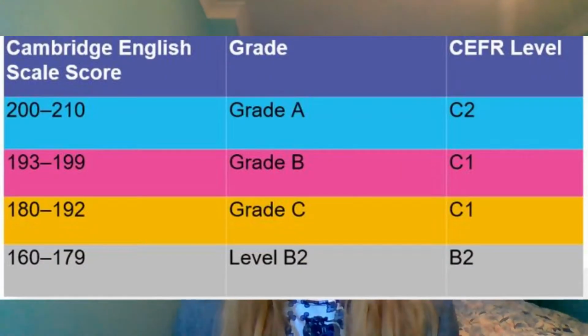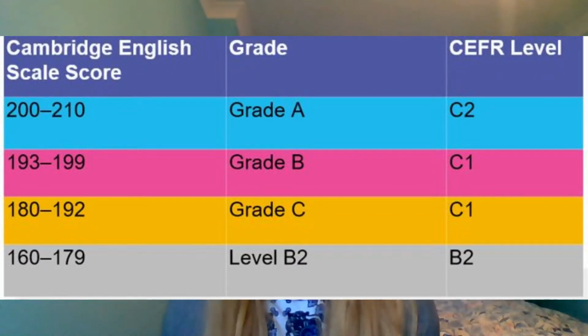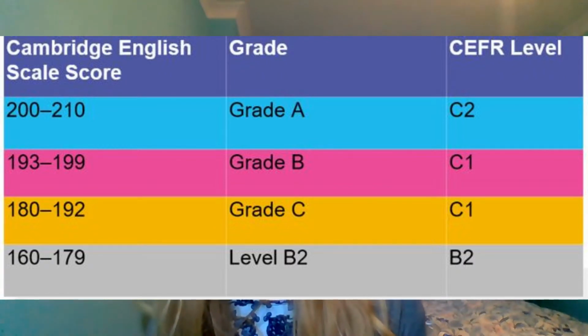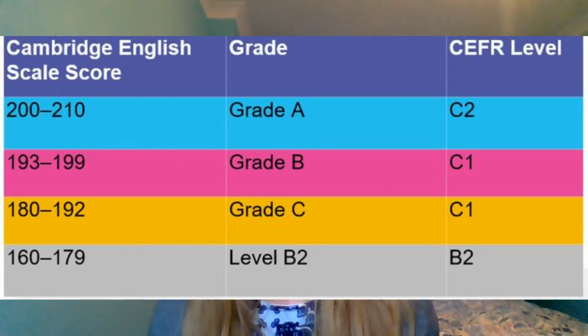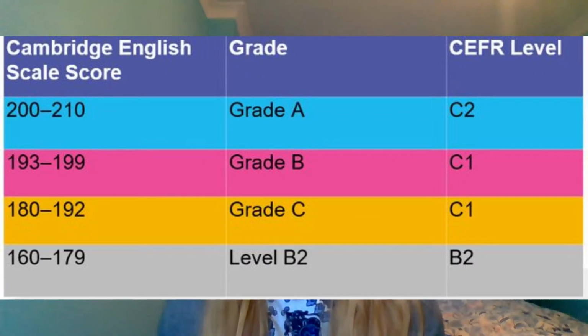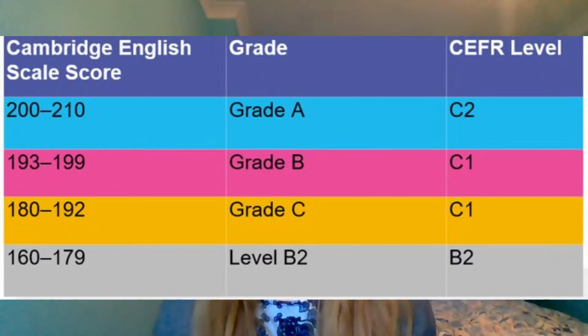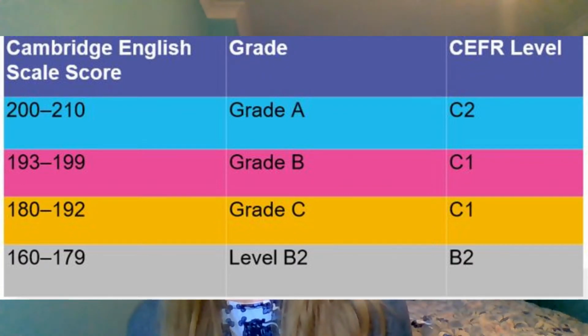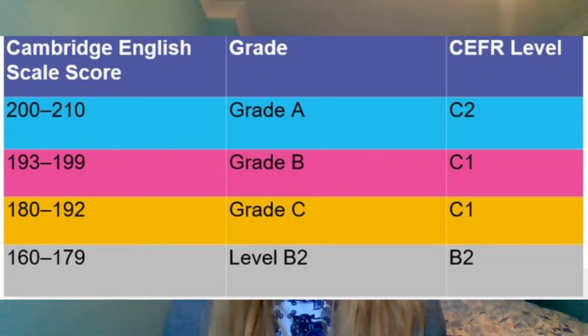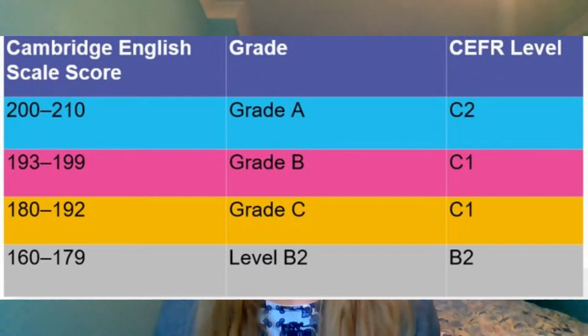For the Cambridge English Advanced, the scores will be used to report results. And as we can see here, you will have between 200 to 210 of a scale score be grade A, which is the same as a C2. 193 scale score to 199 is equivalent to a grade B or a C1. A scale score of 180 to 192 is the same as a grade C or a score of C1. And a scaled score of 160 to 179 is the same as a level B2.